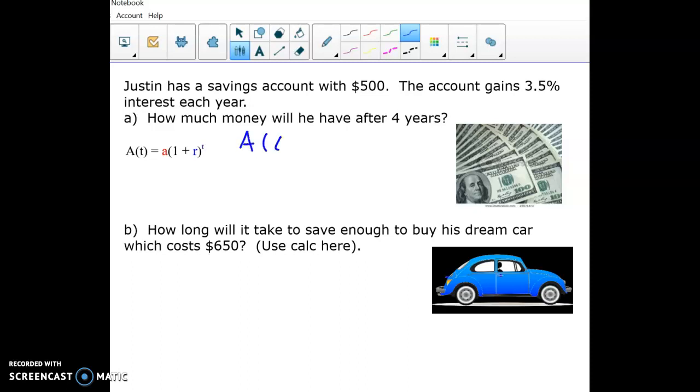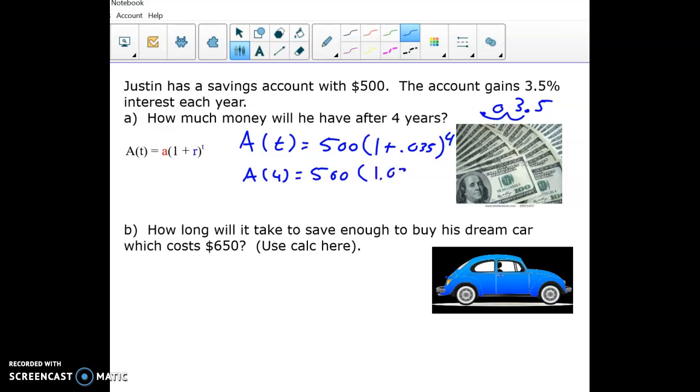All right, so the formula is: 500 for A is the starting amount, and then 1 plus r. When you do the r part, you have to move the decimal twice, so you're going to go zoop, zoop, move it over. And so that is 0.035. And then the 4 years up there is the exponent, because we're looking for the amount after 4 years. So 1 plus that is 1.035 to the 4th power, right?